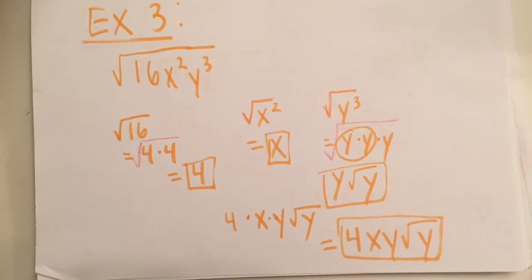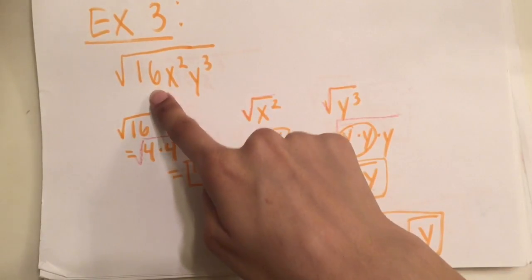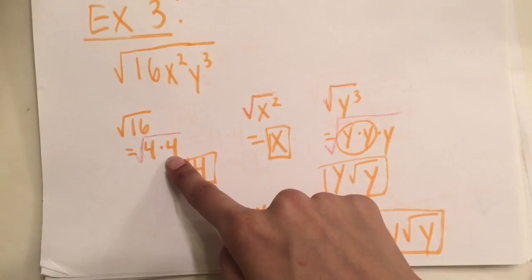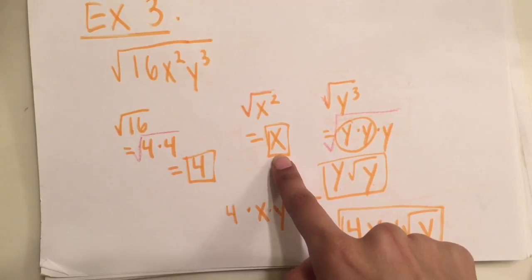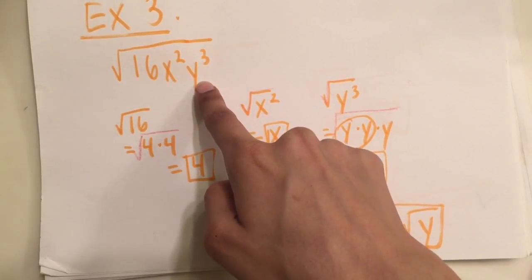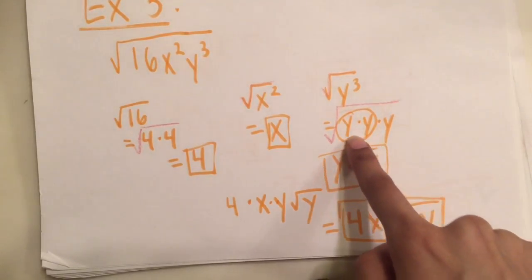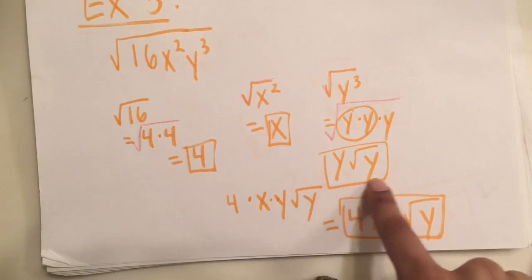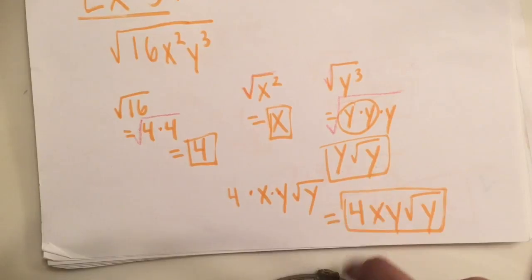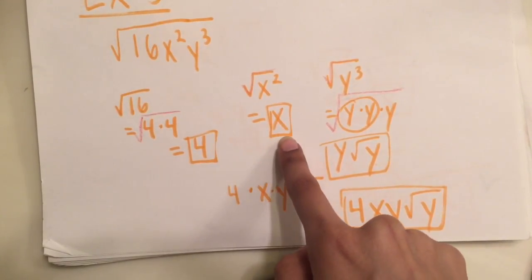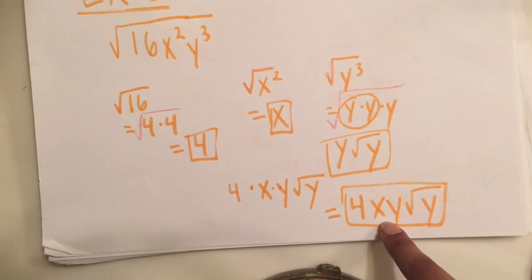For our next example, we have the square root of 16x squared y cubed. To simplify this, we're going to take the square root of 16, which equals the square root of 4 times 4, which equals 4. Then we take the square root of x squared, which equals x. And then we take the square root of y cubed, which is y times y times y. We then get the pairs, and we put them outside the radical, which is y root y. And we multiply all the pairs together, and we get 4 times x times y times root y, which equals 4xy root y.